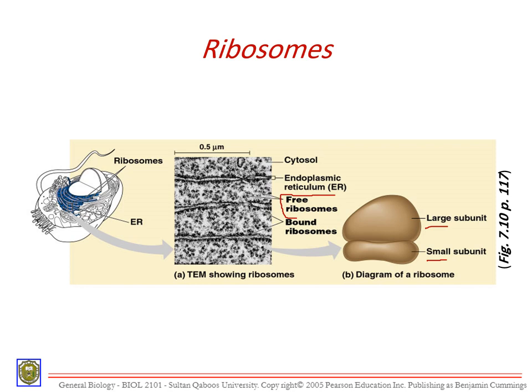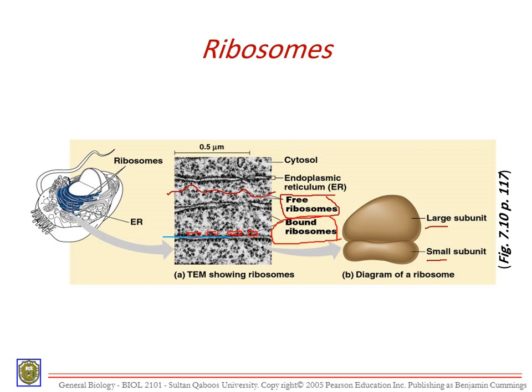The other type of ribosome is called the bound ribosomes. Bound comes from the word binding, to bind or to be attached to. These ribosomes are called bound ribosomes because they are attached to the endoplasmic reticulum. So they are holding onto something, and in this case, they are holding onto the endoplasmic reticulum over here.